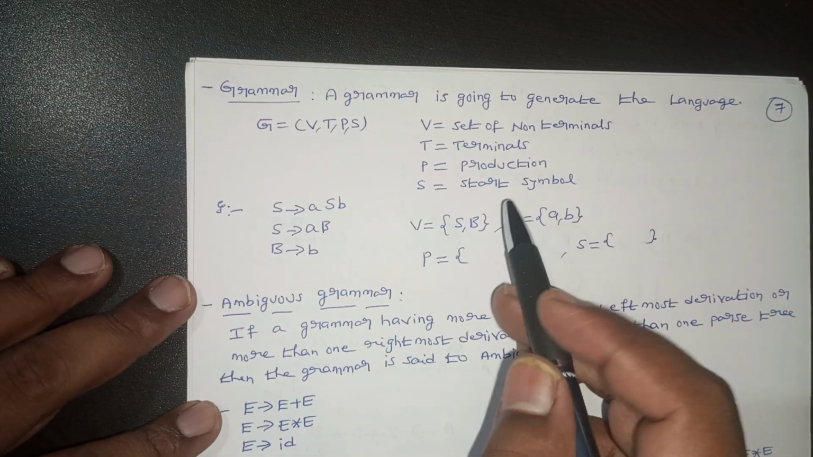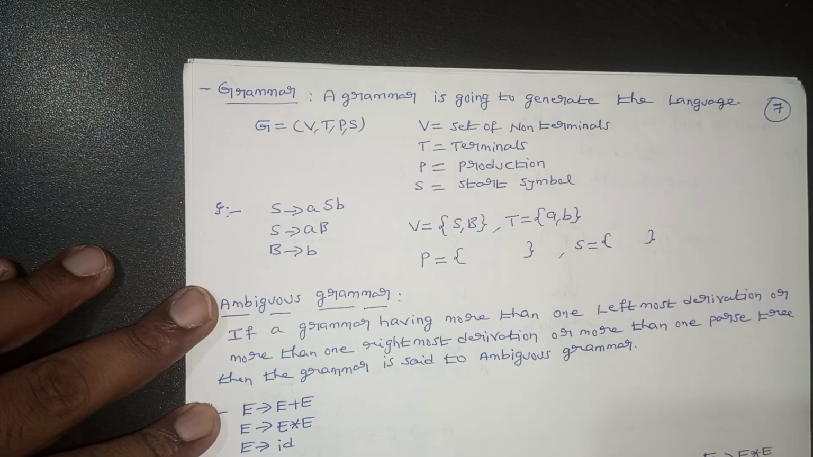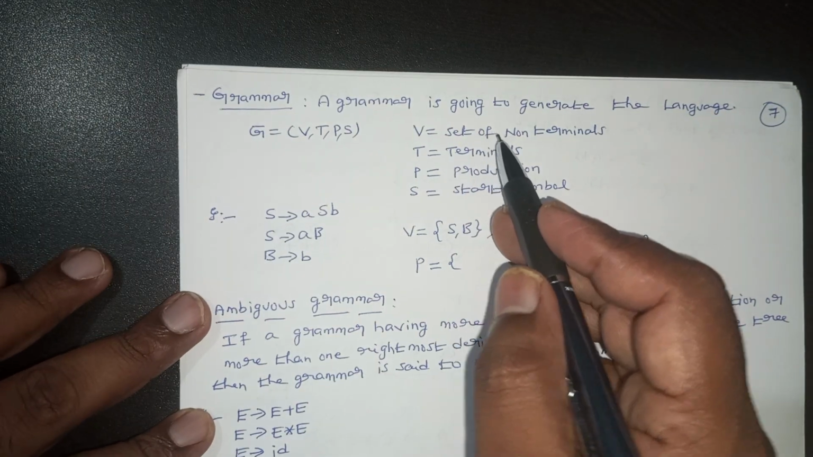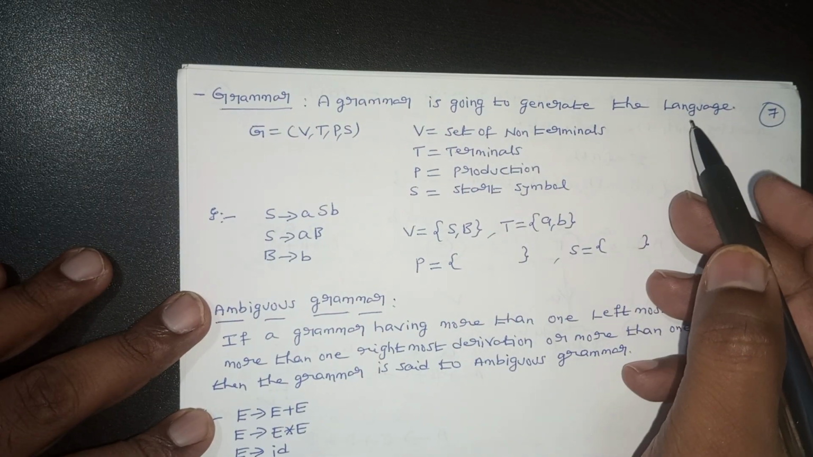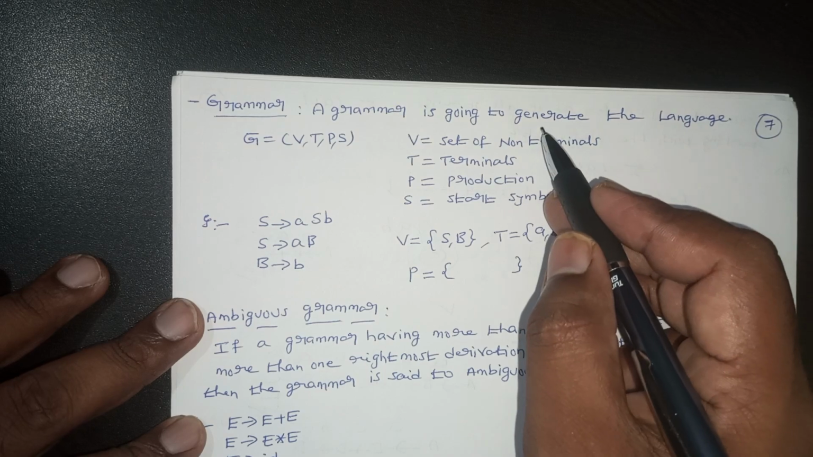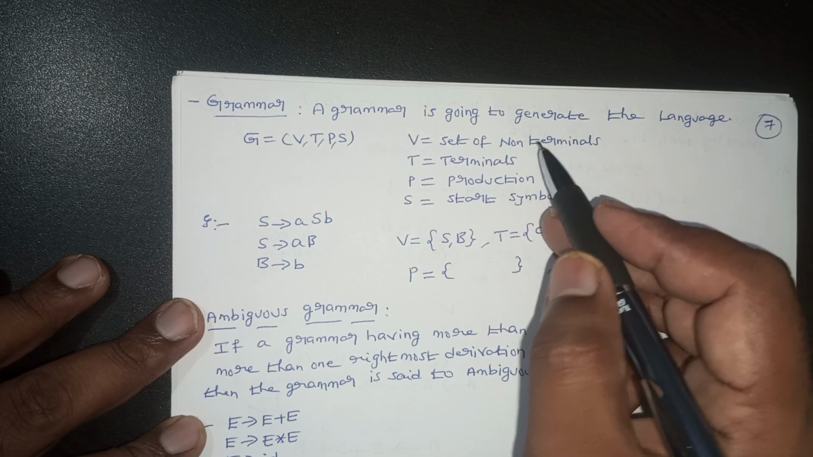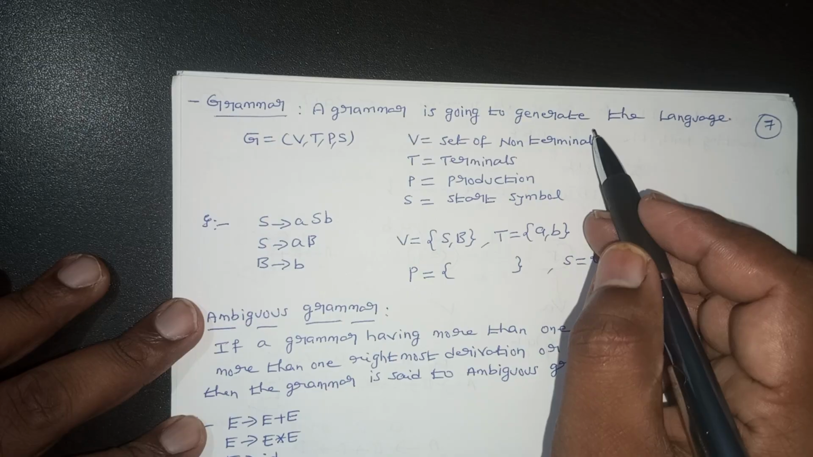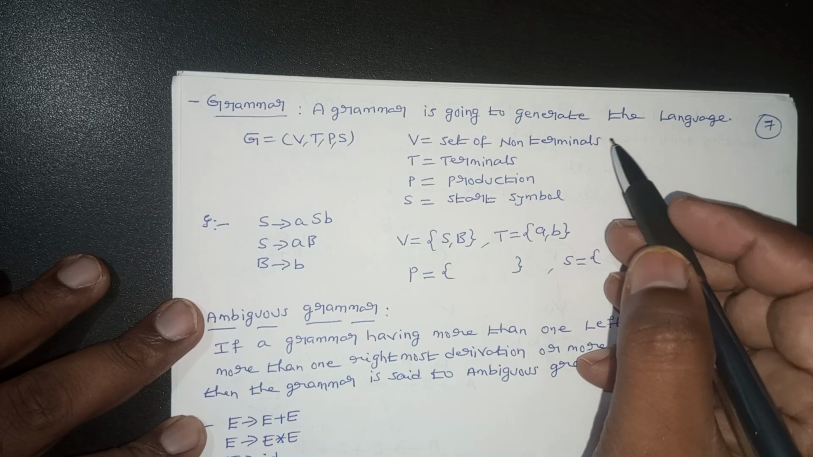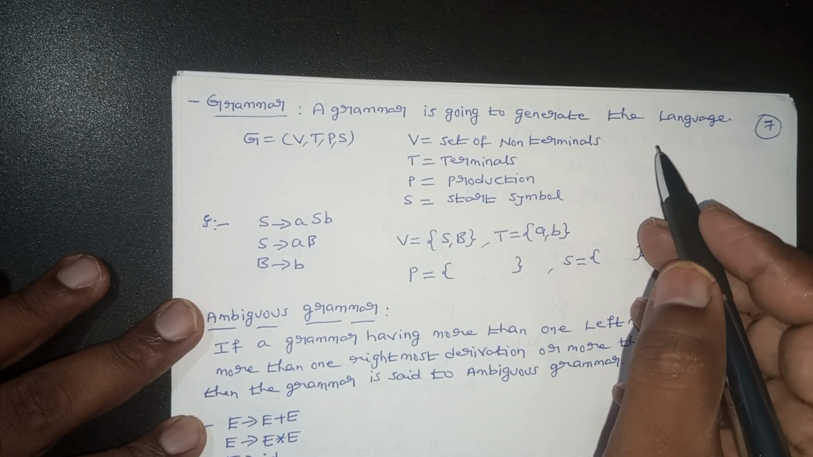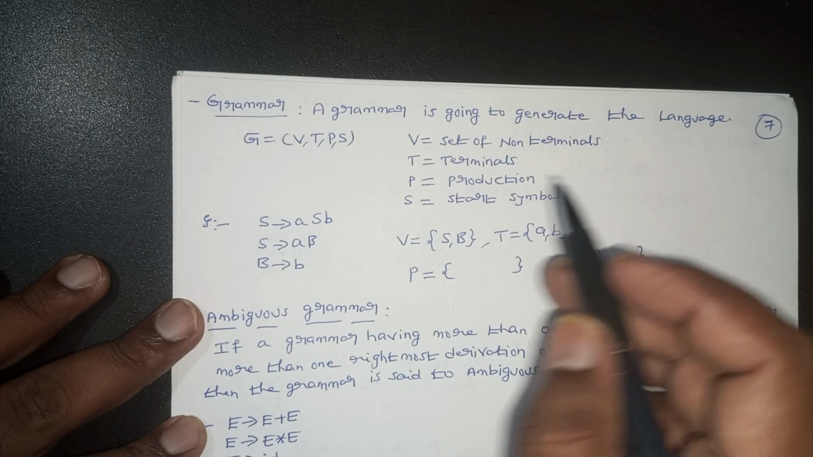Okay, directly I am taking an example. First of all, a grammar is going to generate the language. It means generally it is going to generate strings. So a grammar is going to generate the strings, and a collection of strings is called a language. That is the meaning here.